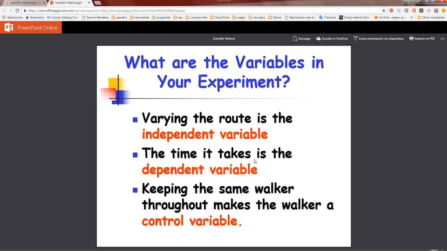Now, the time it takes is the dependent variable. So you are changing the route, and by changing the route, you are affecting the time that you spend walking home. The time that you are recording is going to be the dependent variable. What is your control? Your control is that you are going to be the same walker no matter the route you're taking.